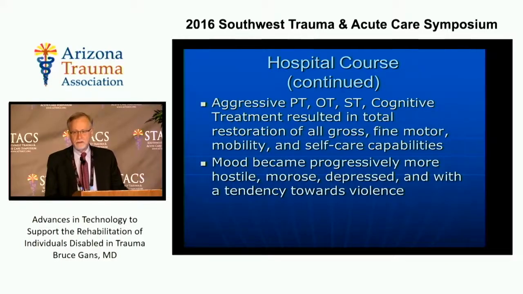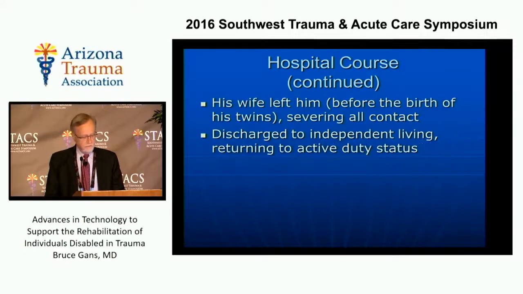On a functional level, he learned how to use all of this equipment and technology with physical therapy, occupational therapy, speech and language therapy. He experienced cognitive rehabilitation, and all these therapies in an intensive setting resulted in the complete restoration of all gross and fine motor abilities and complete self-care independence. His mood, however, became increasingly more morose. He became more hostile, he became more depressed, and he had a tendency to violent outbursts.